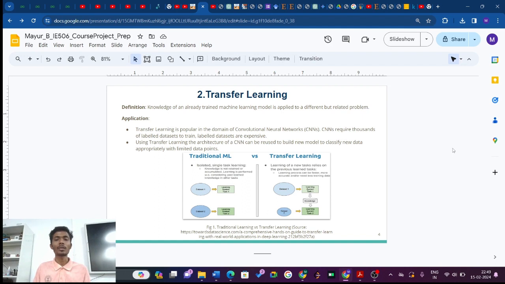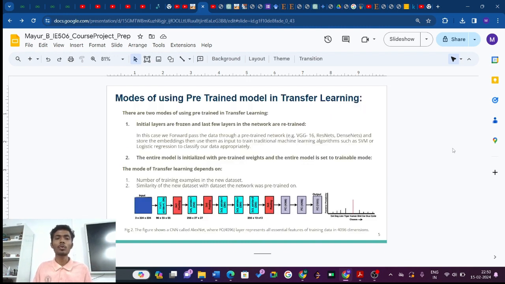Transfer learning is very popular in the context of neural networks, because neural networks require a huge amount of data to train, but labeled data is very expensive. So transfer learning is applied in order to train the model using limited data. So it saves cost as well, and it saves time as well. Now we will see modes of using the pre-trained model in transfer learning.